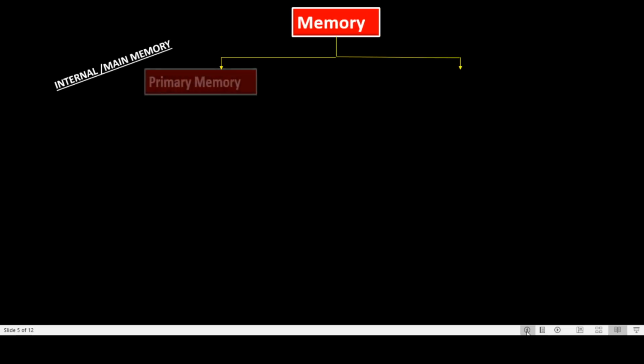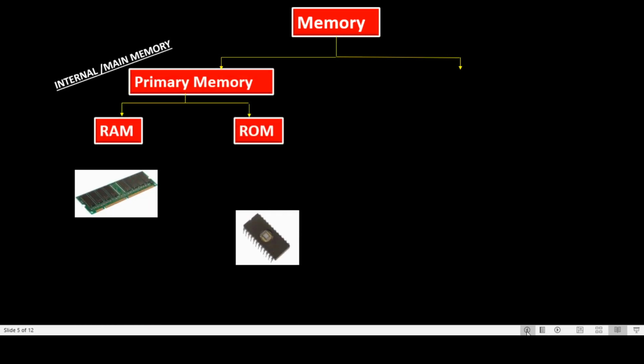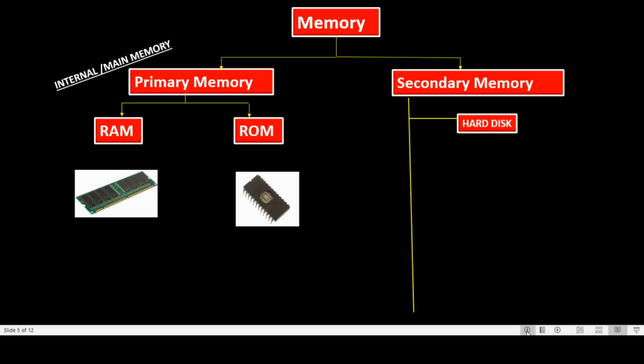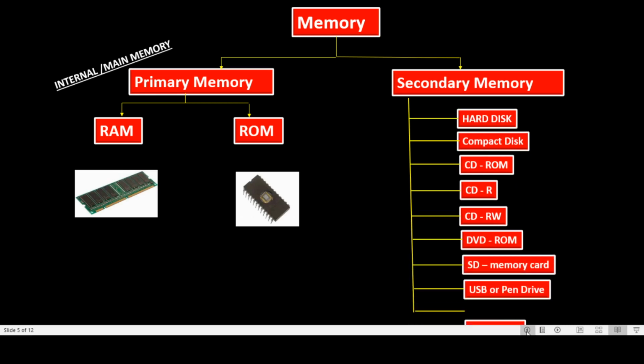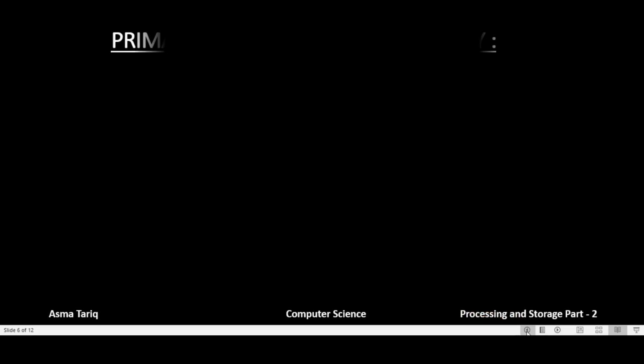Computer memory is divided into two parts. Main memory or primary memory is also called the internal memory. Primary memory is divided into two parts, RAM and ROM. Secondary memory consists of multiple devices. It is also called the external memory. Hard disk, compact disk, CD-ROM, CDR, CDRW, DVD-ROM, SD memory cards, USBs or pen drives, smart cards and cloud storage are also part of the secondary memory.